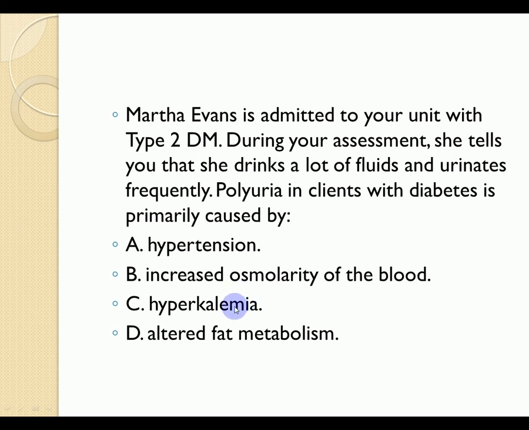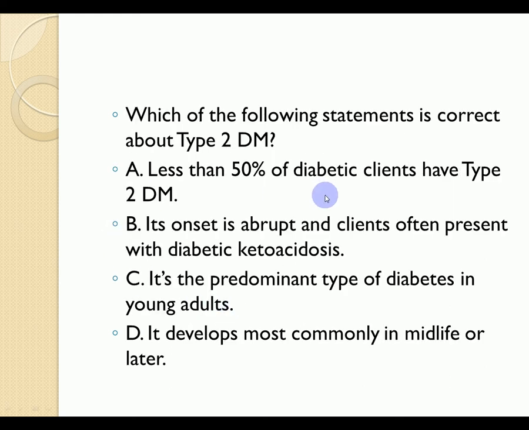Polyuria commonly occurs in patients with diabetes as a result of increased osmolarity of the blood associated with hyperglycemia. That leads to osmotic diuresis. Which of the following statements is correct about type 2 diabetes? Less than 50% of diabetic clients have type 2. Well, we said 90% had type 2.